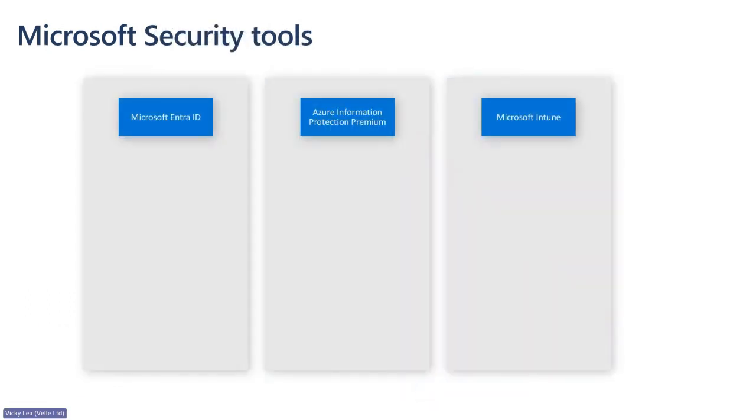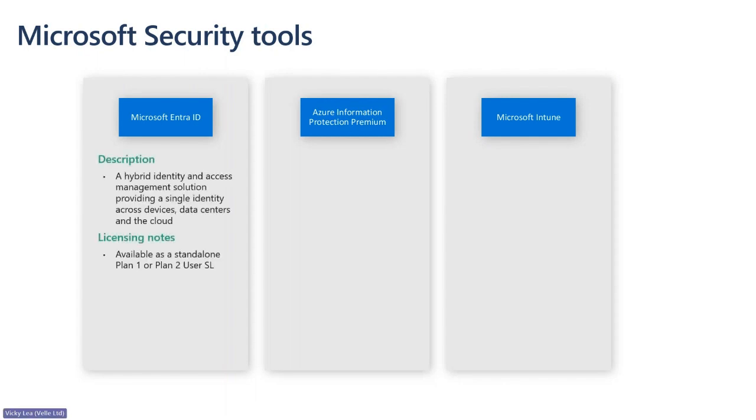We also have some other security tools in the form of Entra ID, Azure Information Protection Premium, and Intune. Now, Entra ID, as I said, used to be Azure Active Directory. So remember, that's just a rebrand, a rename of that product. And when we think about that, that's all about single sign-on, isn't it? So it's managing our sign-on across multiple devices. When we sign in once, it gives us access to everything that we need to work with. It comes in two plans, Plan 1 or Plan 2, and again, is available as a standalone purchase.